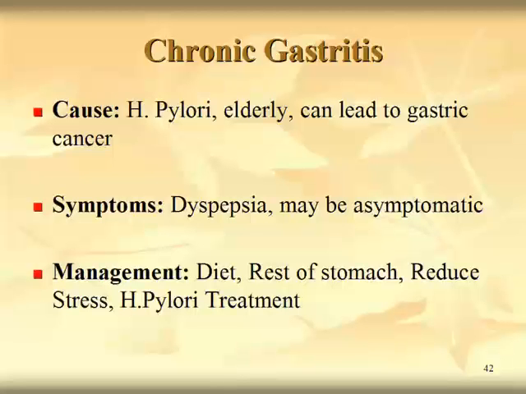So chronic gastritis can lead to atrophy of the gastric tissues, which will interfere with digestion and gastric emptying. So those patients may have dyspepsia or may be asymptomatic, and management includes diet, resting the stomach, decreasing stress, and then treating that H. pylori with antibiotics, as we talked about. And this concludes the first portion of the GI lecture.